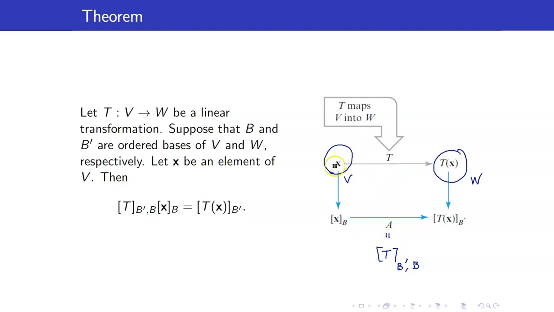Here, take note that when you apply T to X, you get T of X. What the matrix representation does is that when you apply this to the coordinate vector of X with respect to B, you get the coordinate vector of the image T of X with respect to B prime. And that is that result. Again, when you multiply the matrix representation of T from B to B prime to the coordinate vector of X with respect to B, what you get is the coordinate vector of T of X with respect to B prime.